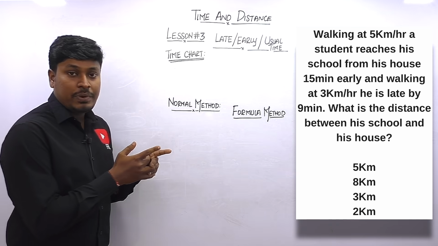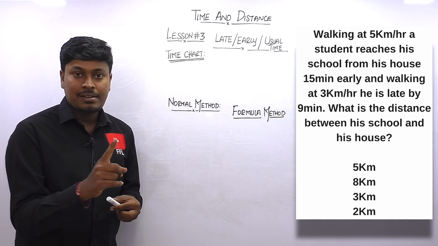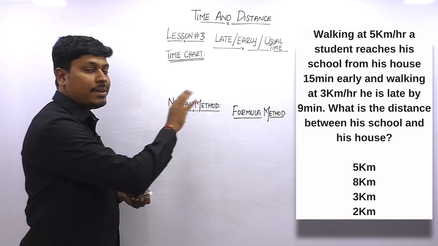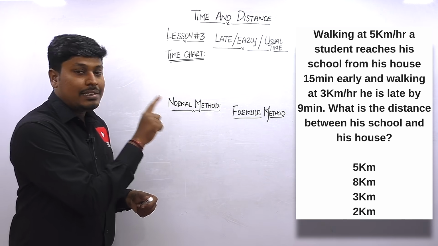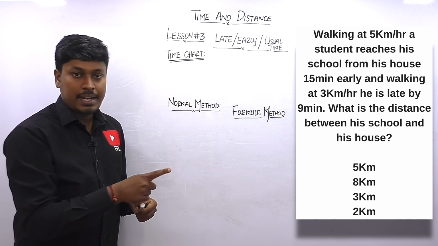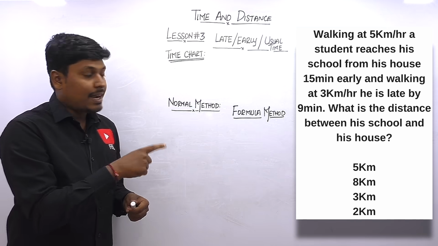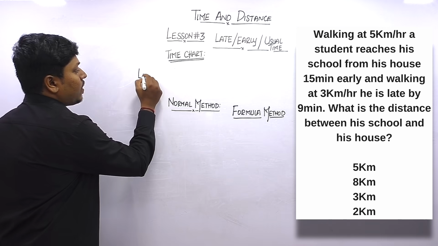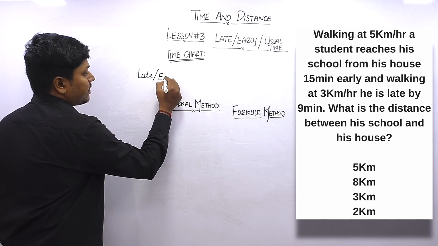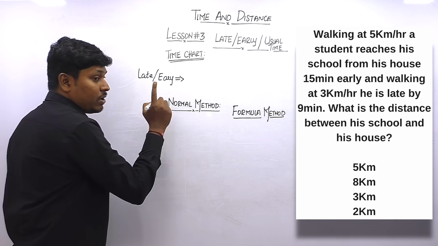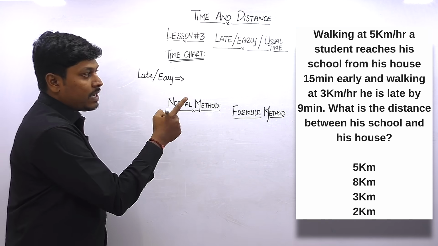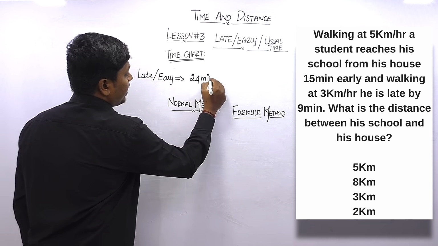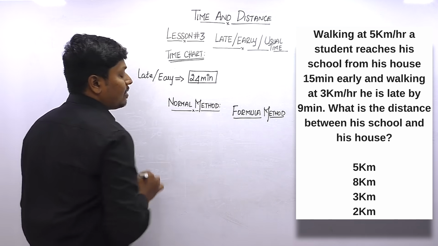So friends, I have told you initially we are going to solve only the first question by the normal traditional method. After that, instead of drawing the time chart, we can directly say what the time difference is. The question is based on early and late: initially 15 minutes early, and next 9 minutes late. So it is based on the concept of late and early. If it is late and early, you need to add the timings. So 15 minutes and 9 minutes, when you add both, the result is 24 minutes. So the time difference will be 24 minutes.